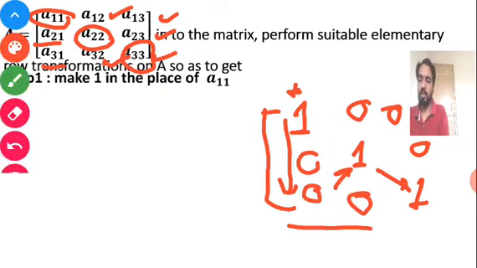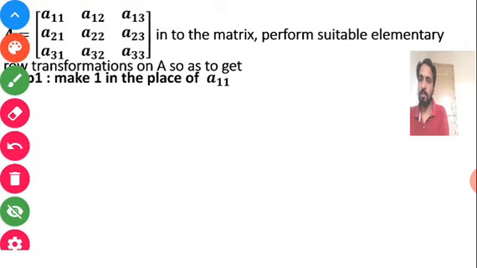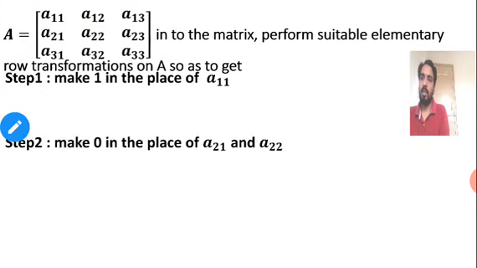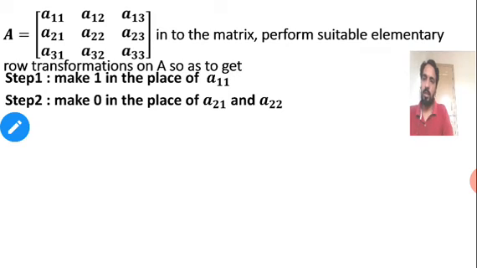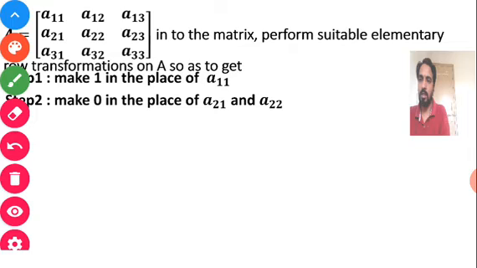Let's see how it is happening. I am just showing the steps, and then we'll show them in the problem also. My second step: 0 at the place of A21 and A31. Please make it correct students: this A22 is not correct. This is going to be A31.